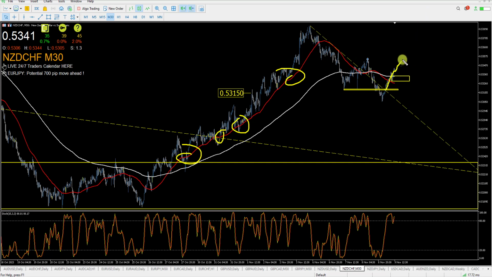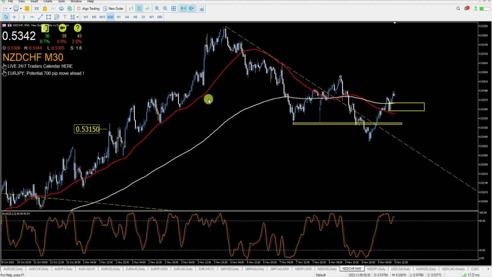If price can keep moving higher, we should see the 50 and the 200 cross again. If we come back in, retest, breakout, then I'm going to look to try and get long on this particular market. So we'll see what happens there on Kiwi Swiss.